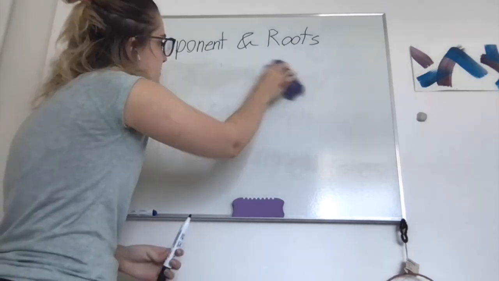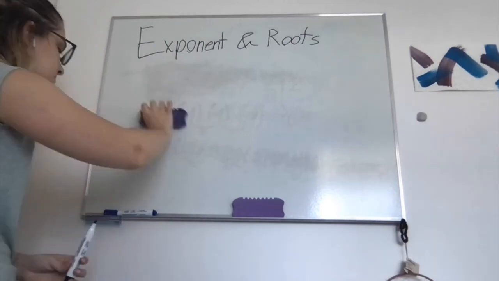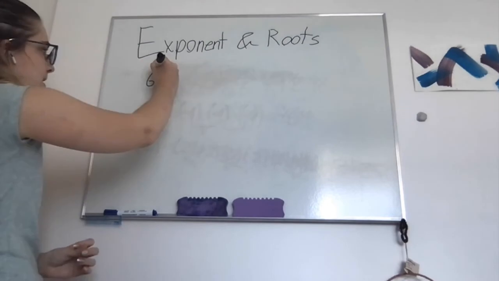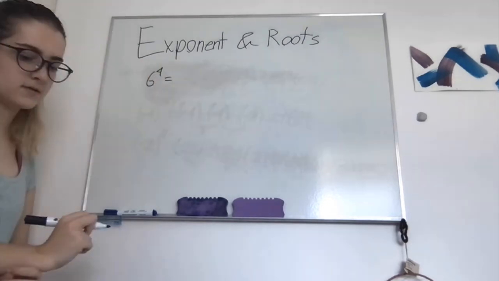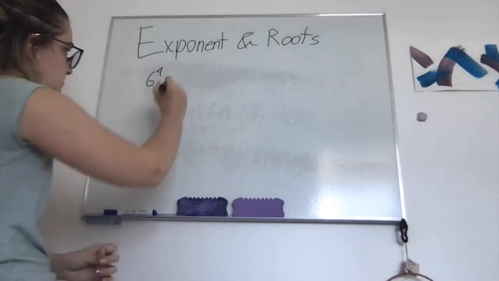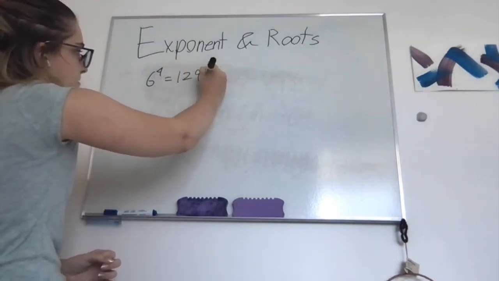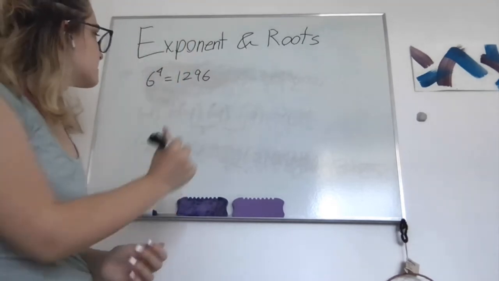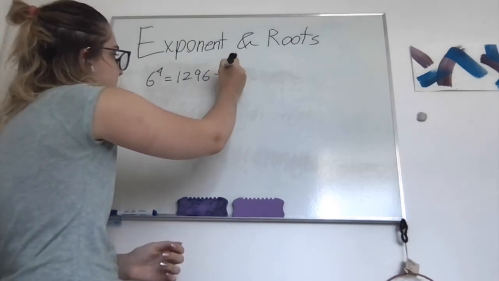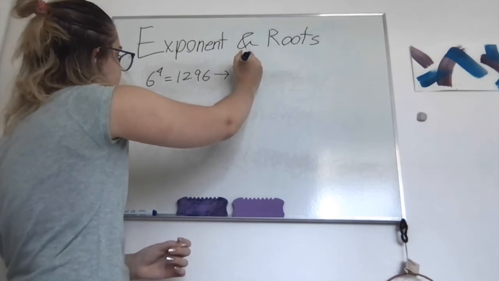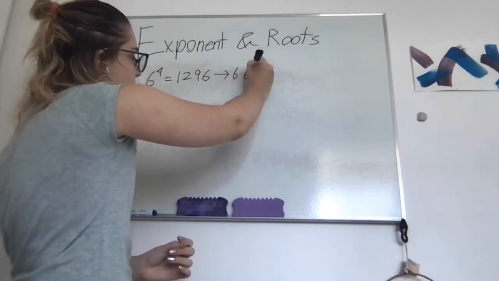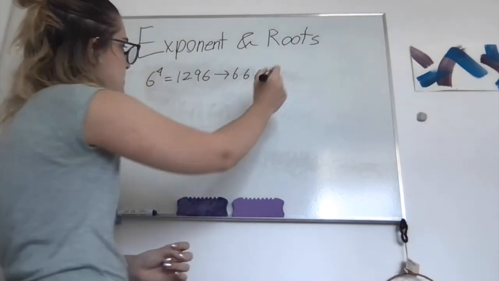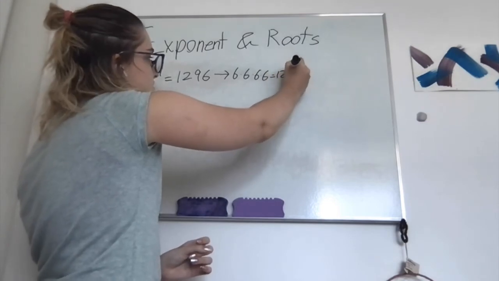Let us use the same examples that we used for the exponents. So since we stated that 6 to the power of 4 equals 1,296, how can we transform this to a root? This means 6 4 times equals 1,296.